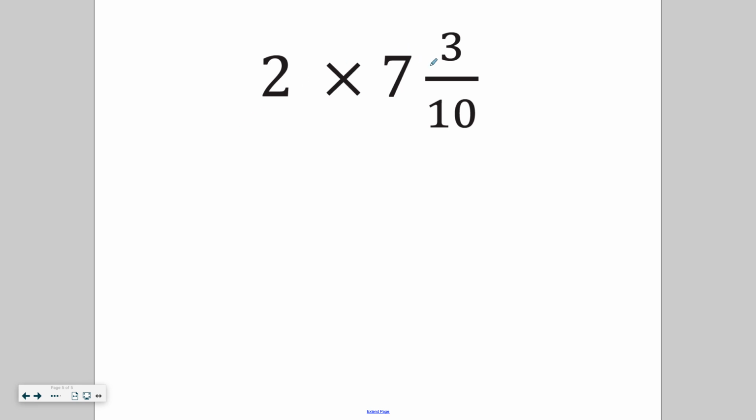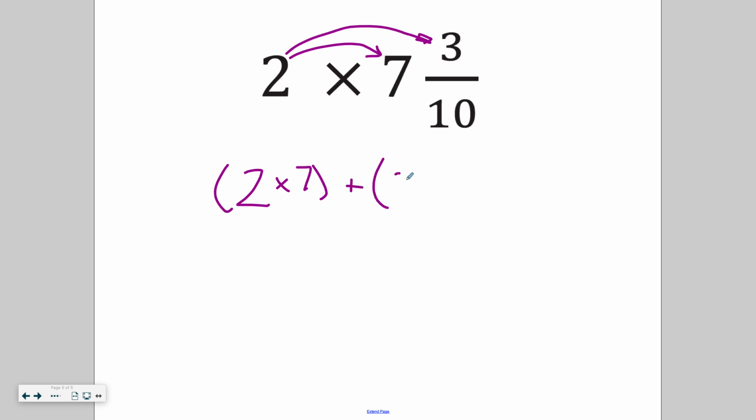Right, so I have 2 times 7 and 3/10. The first thing I had to do was to represent this as 2 separate multiplication equations. First, as 2 times 7 plus my other equation of 2 times 3/10. Well, 2 times 7 is 14, and 2 times 3/10, well, 2 times 3 is 6 over 10. So I have 14 plus 6/10.